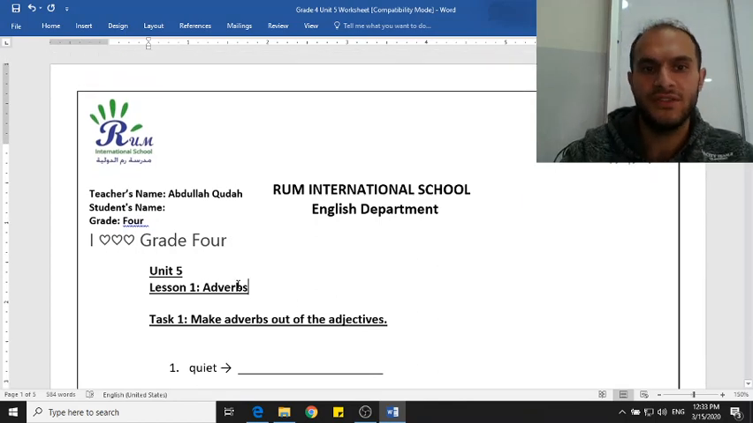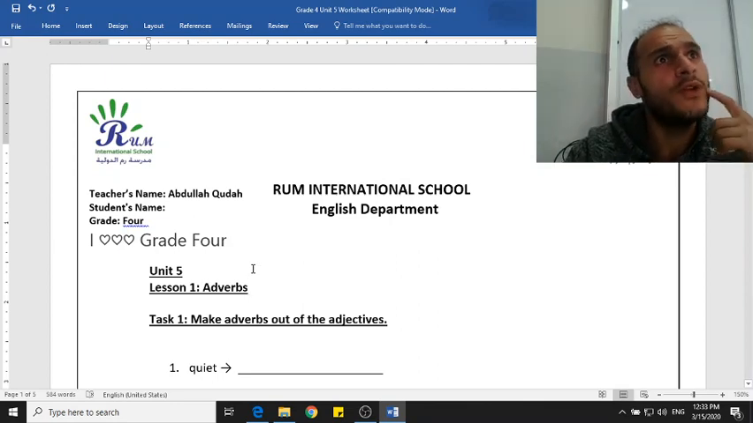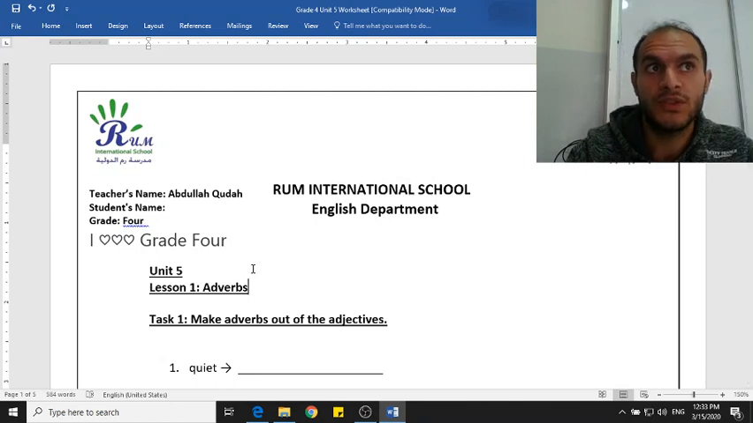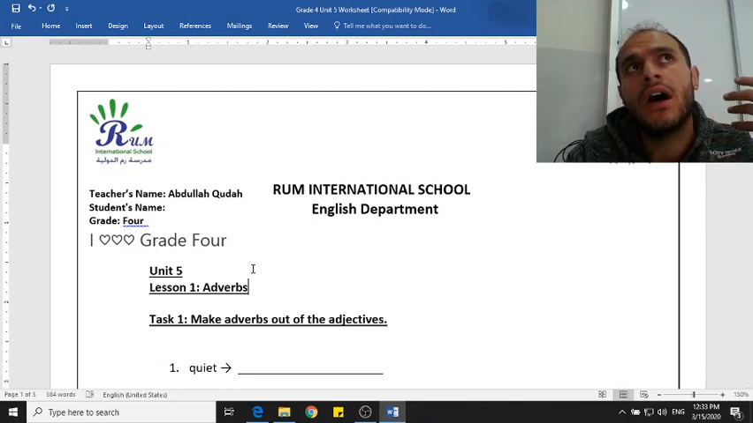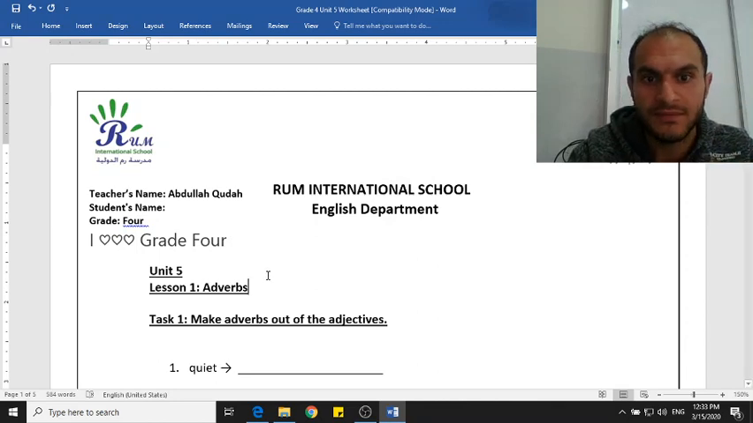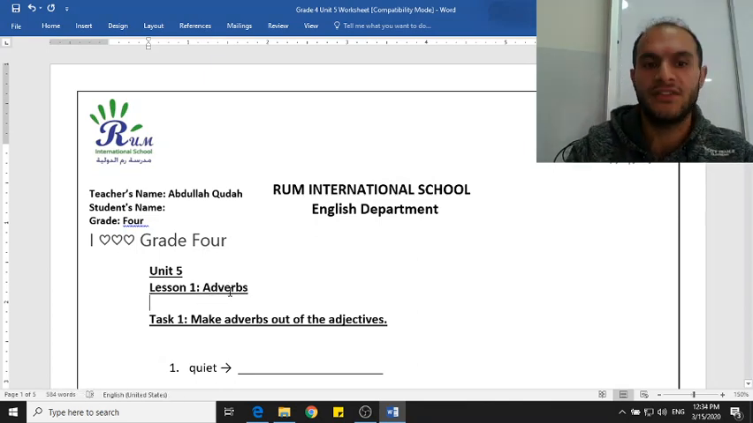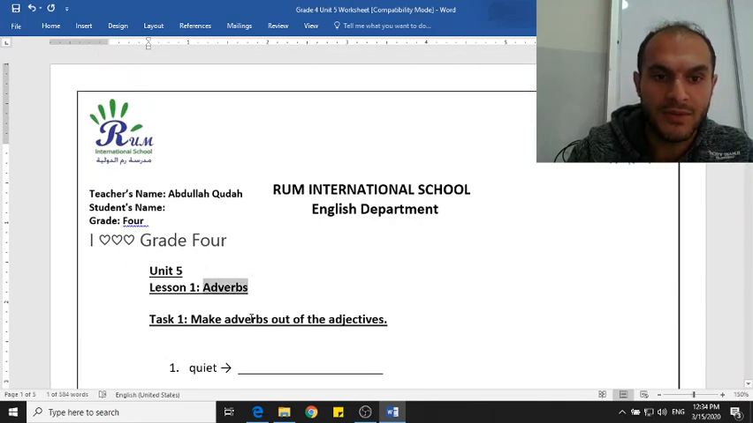I have a question for you. This is the first question. If we use the adjectives to describe the nouns, what do we use to describe the verbs? What's your answer? What do we use to describe the verbs? Correct. It is the adverbs. So we use the adverbs to describe the verbs.